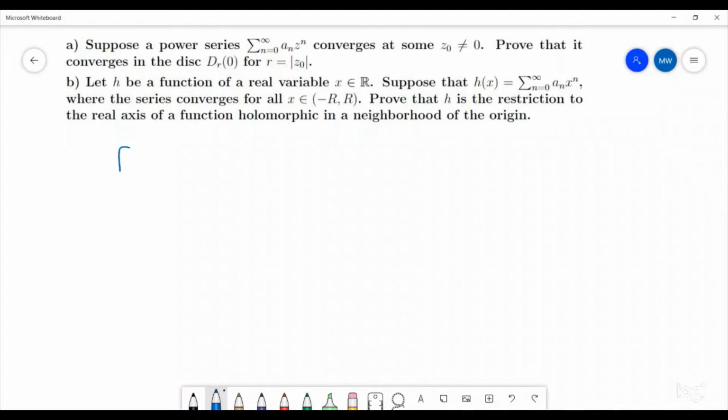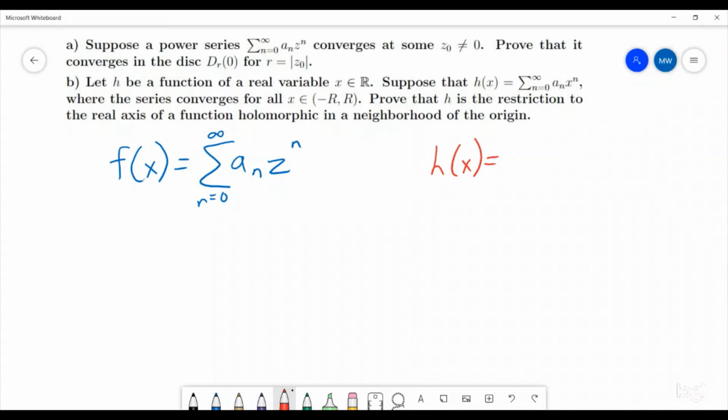So we are going to say that our function f of z is defined to be the sum from n equals 0 to infinity of a_n z to the n, where this a_n is the same a_n that's in h. So that means that h of x is just f of x, where we just say that x has to be a real number.